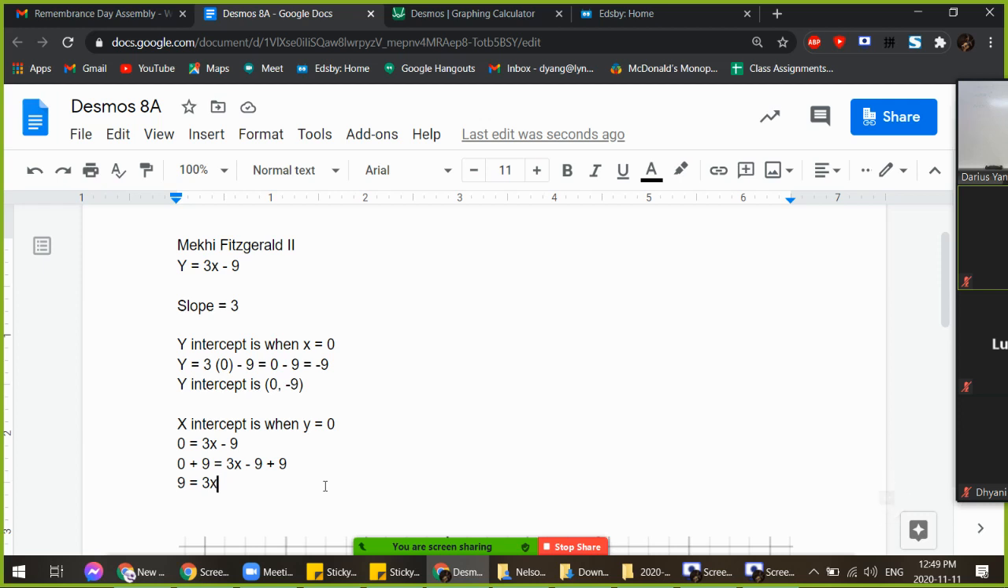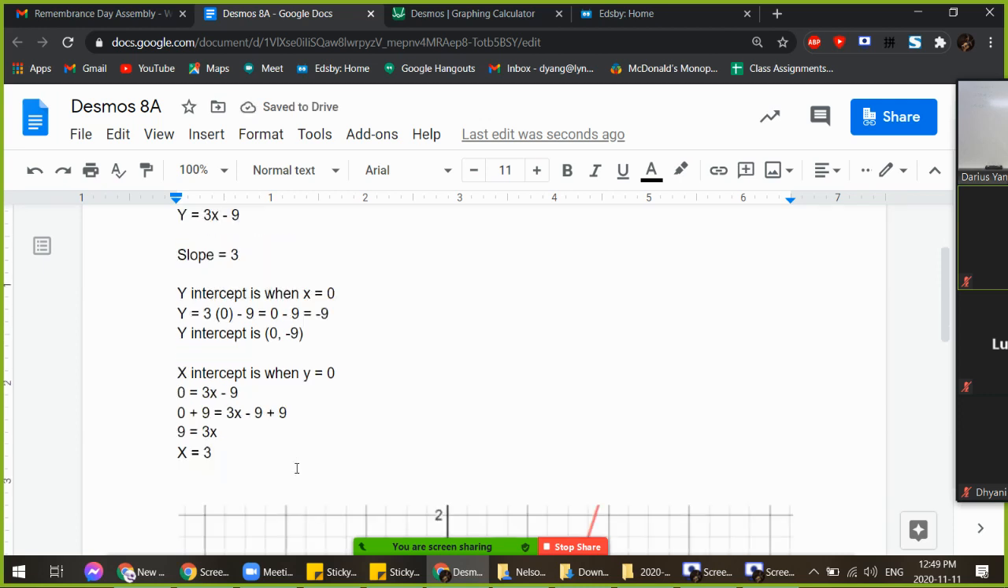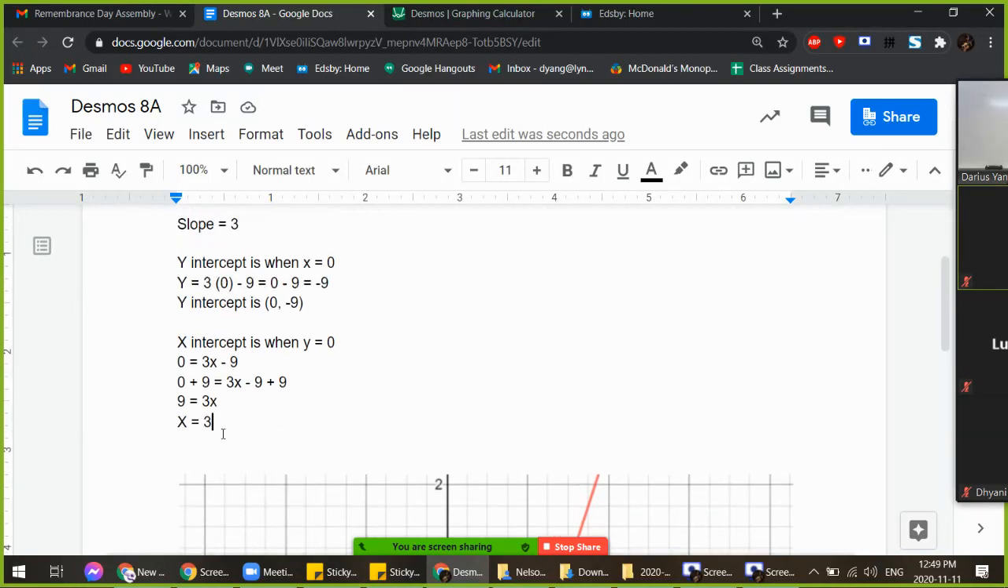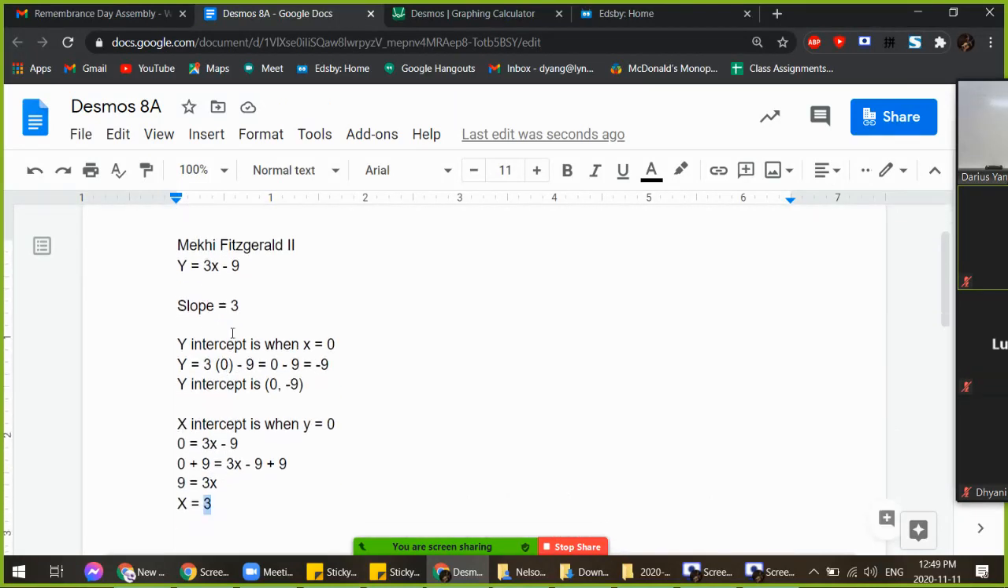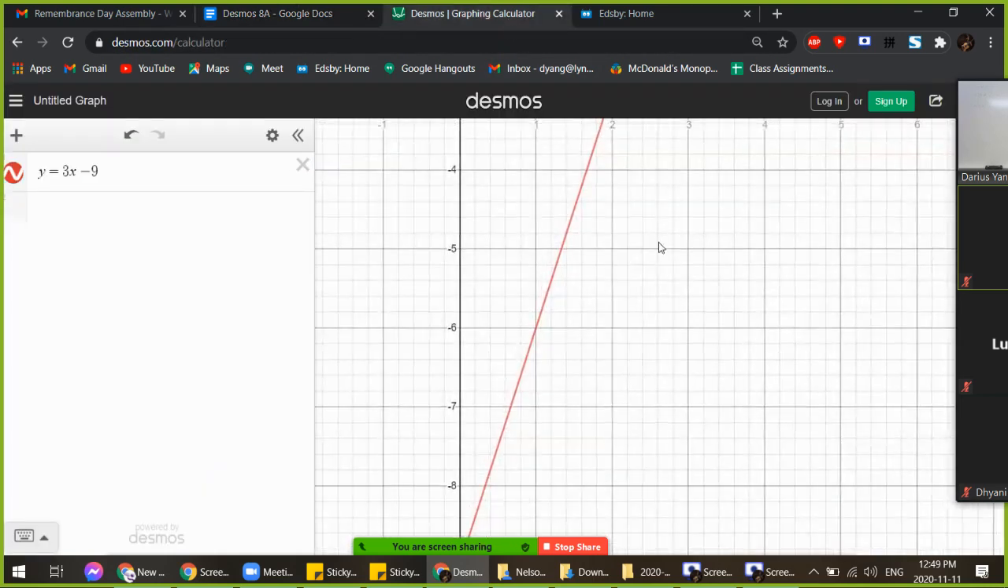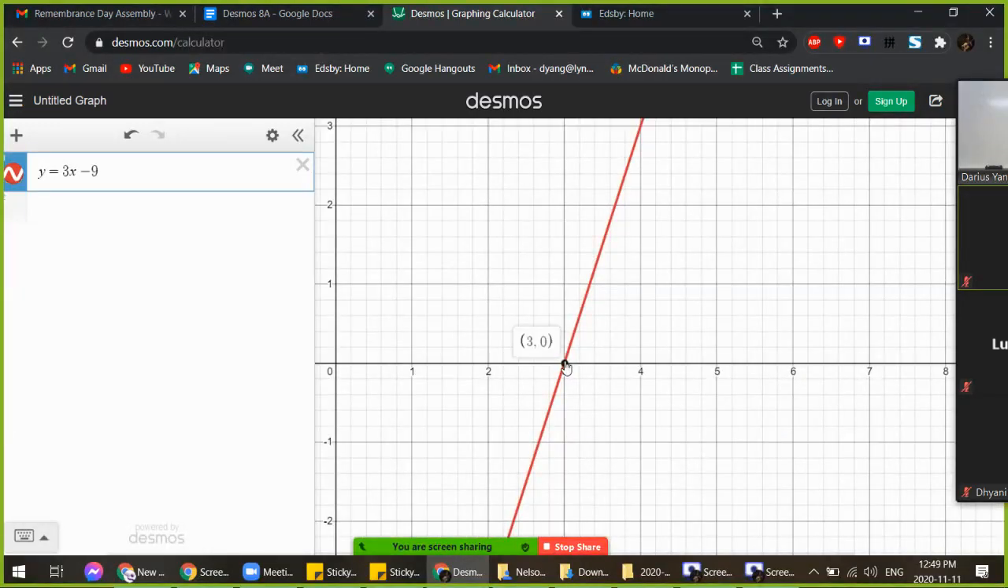Okay, got it? So x is equal to 3. You can also quickly put 3 into the equation and see: 3 times 3 minus 9 is 0. Perfect. Then the x-intercept is (3, 0). We can go back to Desmos and see. Is it (3, 0)? Yes.